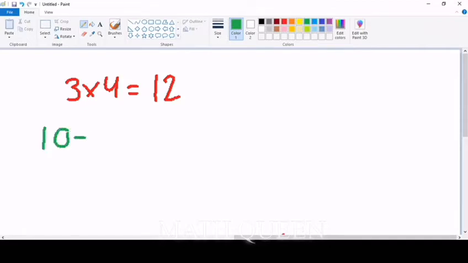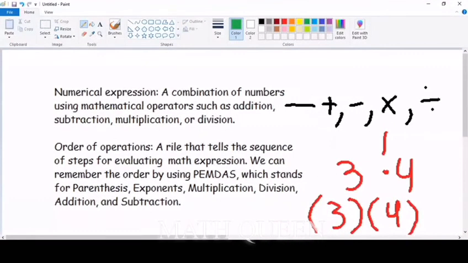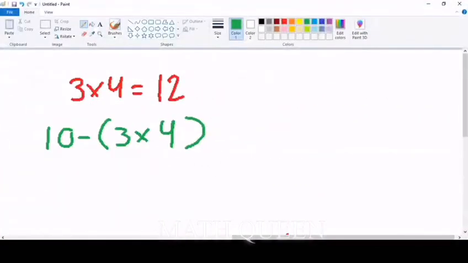10 minus 3 times 4. This is when you start getting into the order of operations. As you can see, in this equation, we have a 10 minus parentheses 3 times 4. And in the order of operations, if we look back, it tells you the order is parentheses, exponents, multiplication, division, addition, and subtraction. Parentheses is the first letter, meaning you need to solve what's in parentheses first. You don't need to do anything with this 10 over here because there's no need. Parentheses is first. Just write it over here on the side.